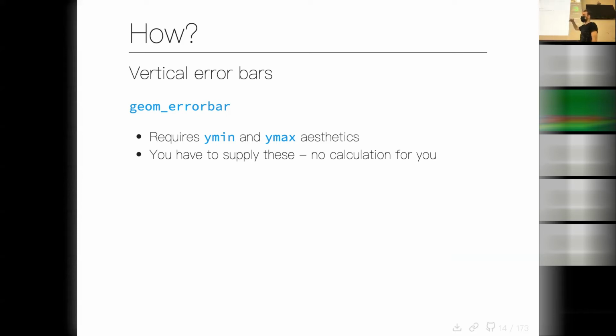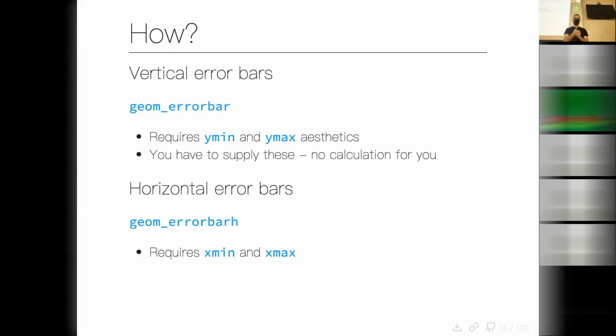So if we were going to do a vertical error bar like we just had in ggplot, we would use geom_errorbar, okay? This is going to require two aesthetics that we don't have without calculating them ourselves, okay? They are the ymin and the ymax values, okay? So the minimum value of that error bar and the maximum value of that error bar. Those are not calculated for you, so you have to supply them. If you want to instead have horizontal error bars, so like you've got a continuous variable on the x-axis and you want a horizontal error bar, then you just use geom_errorbarh, right? With the h meaning horizontal.